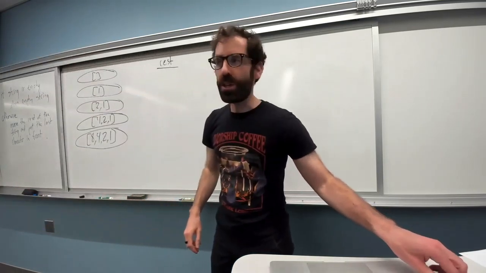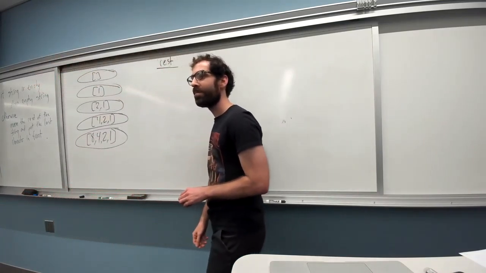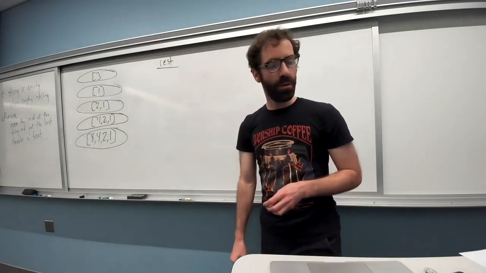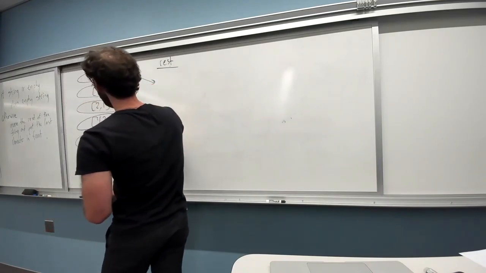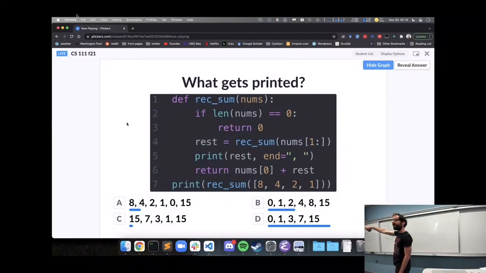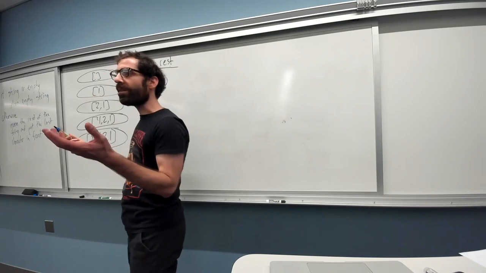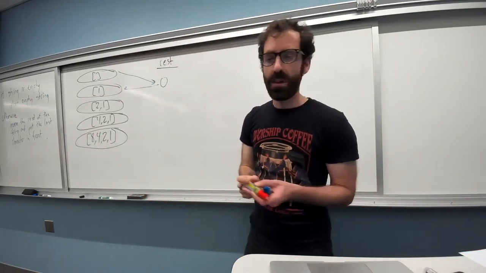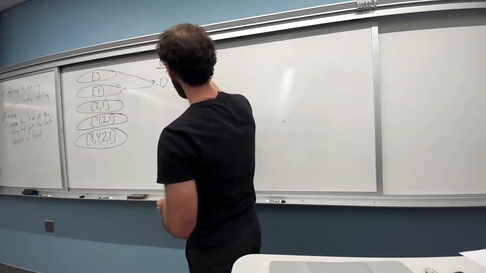What do we do when we're at the base case? Return 0. We return 0. So we send 0 back to our previous call, which is assigning it to our variable rest. So we send 0 back as the rest for this call, which then prints it out. So when this recursive call prints out rest, it's going to print zero.